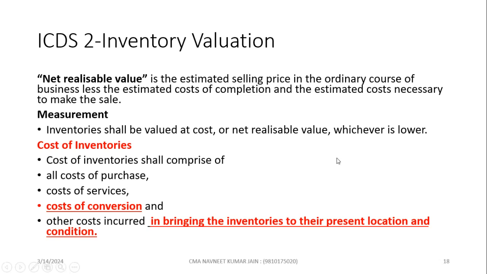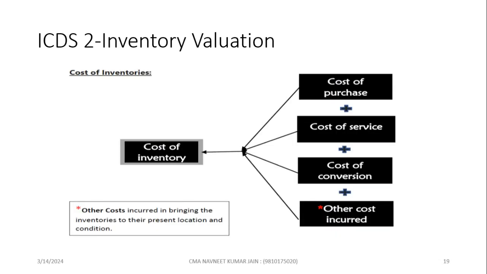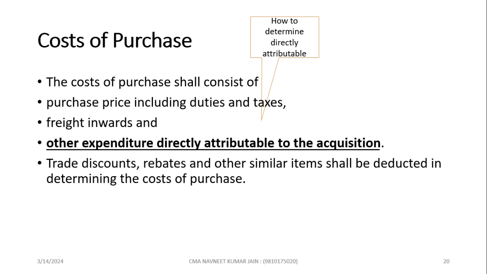So this more or less we understand well, what is meant by the other costs which are incurred for bringing the inventories to their present position or condition or location. We will discuss these in detail in coming slides. Now coming to the cost of inventories, when we say cost, it is basically cost of purchase or cost of service, or in case of manufactured, cost of conversion plus other costs that are incurred. Now other costs incurred means the same which I have discussed in the previous slide.